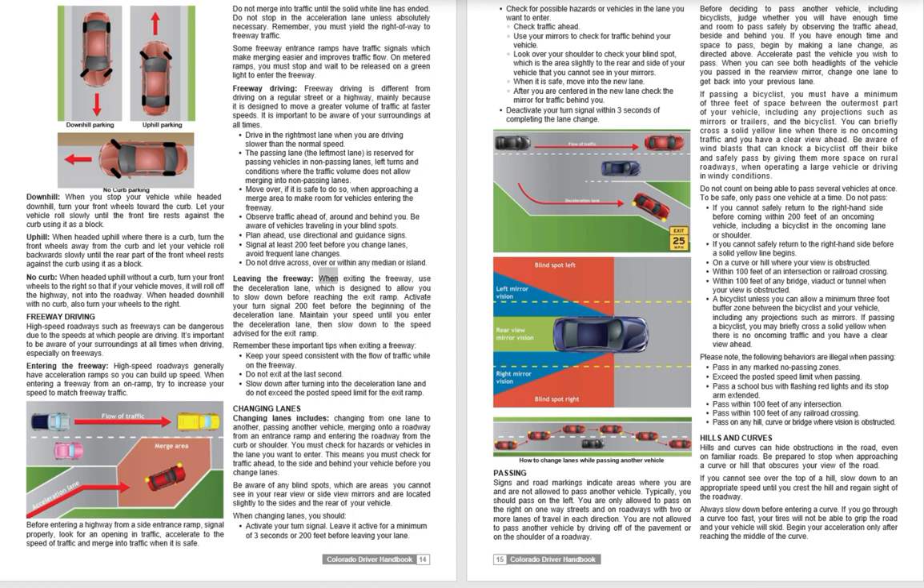Leaving the freeway. When exiting the freeway, use the deceleration lane, which is designed to allow you to slow down before reaching the exit ramp. Activate your turn signal 200 feet before the beginning of the deceleration lane. Maintain your speed until you enter the deceleration lane, then slow down to the speed advised for the exit ramp.